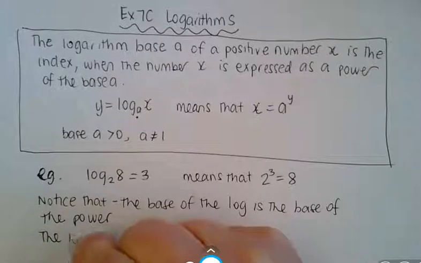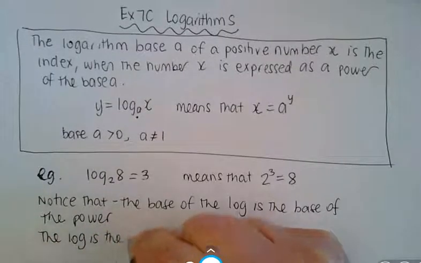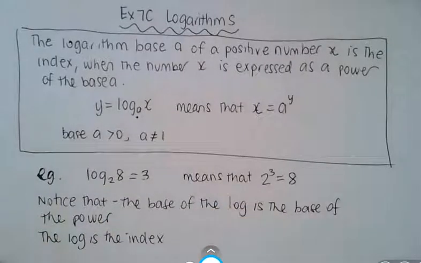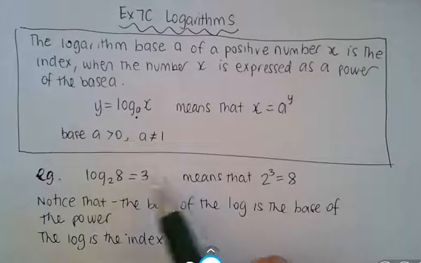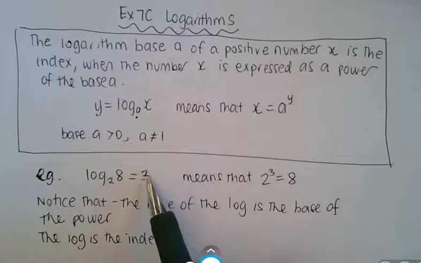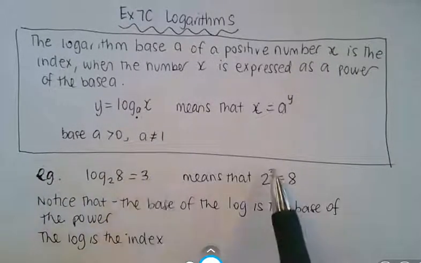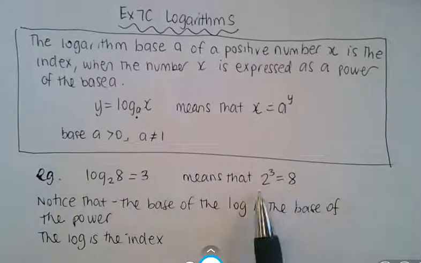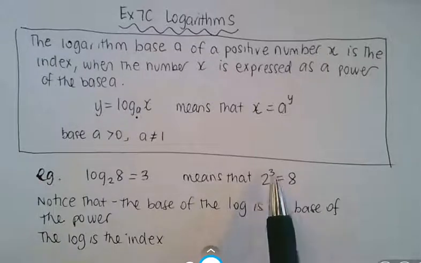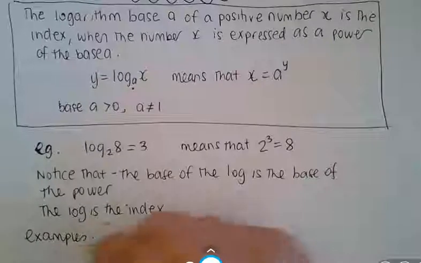And notice that the log is the index. The log here is 3, because log to the base 2 of 8, what is log to the base 2 of 8? It's 3. So the log, the answer basically here, is the index, and the base of the log, which is 2, is the same as the base of the power, 2 to the power of. Okay? So this is from your textbook.